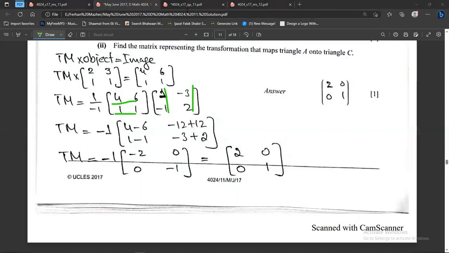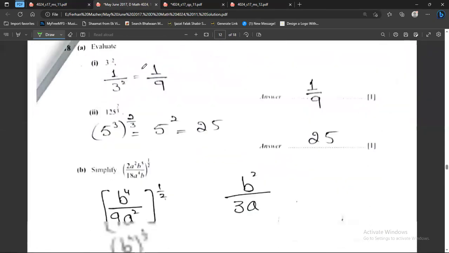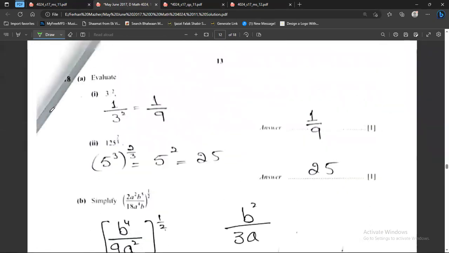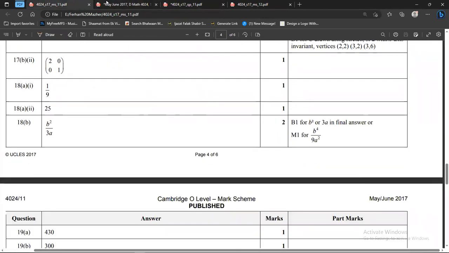So that was question number 17. Now we are going to the next question, question number 18. He says, evaluate. The first part is 3 raised to power minus 2. So it will become 1 by 3 square, and this will become 1 by 9. So 1 by 9 is the right answer, sir.